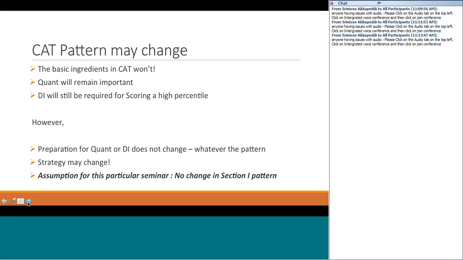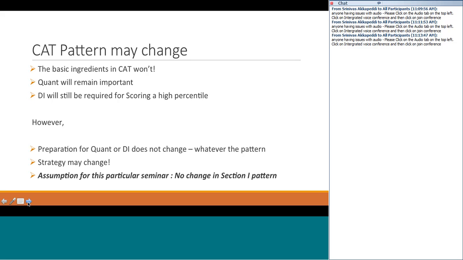preparation for quant and DI also does not change whatever the pattern. If DI will be required, quant will be required. What may change is the strategy of writing the exam. If there are fewer questions in quant, the way you will write the exam will be different from how you would if there are more questions from quant.